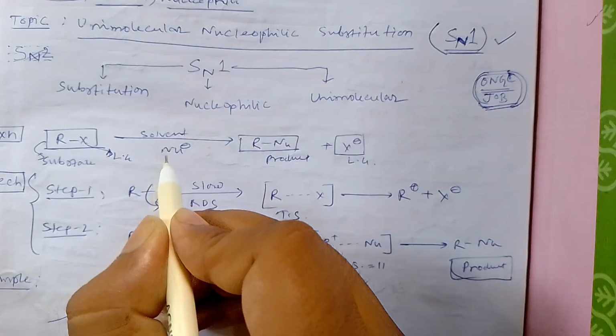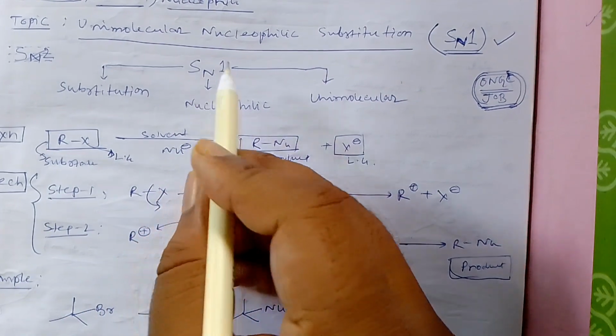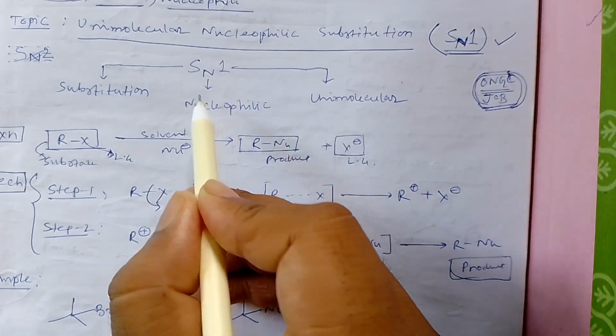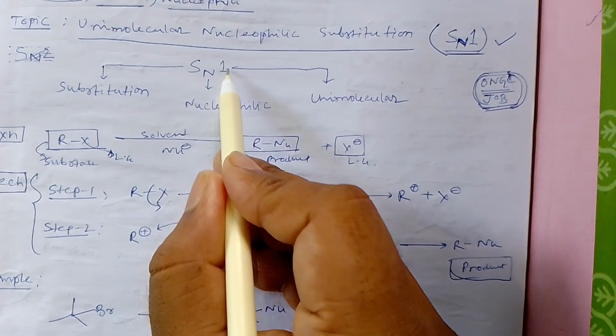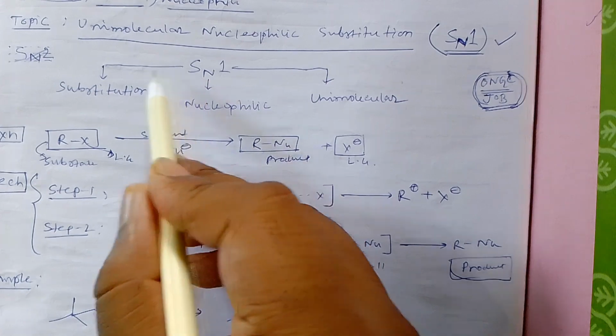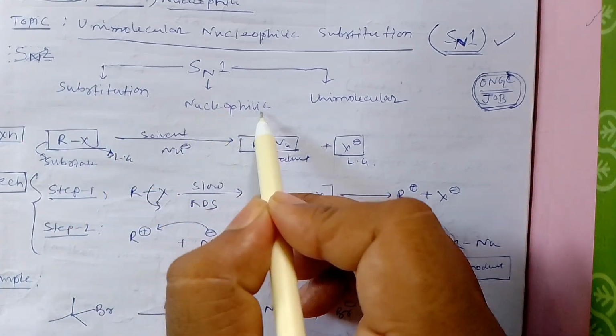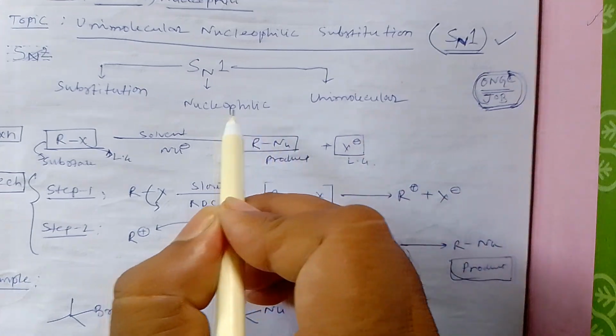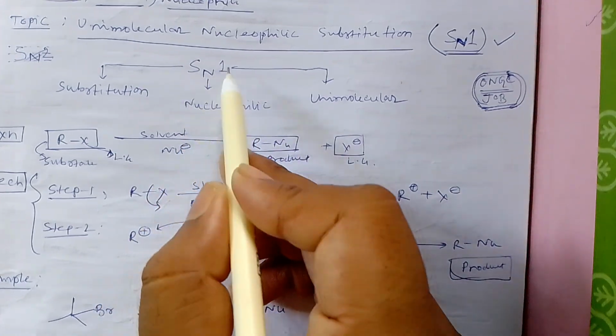Firstly, we know what SN1 is. If you want to know the SN1 reaction, there are three terms in SN1. S is for substitution, N for nucleophilic, and 1 for unimolecular. Okay, now we know what SN1 is.